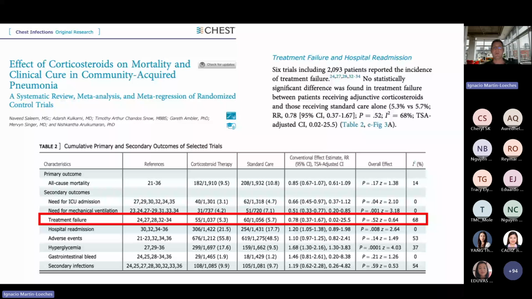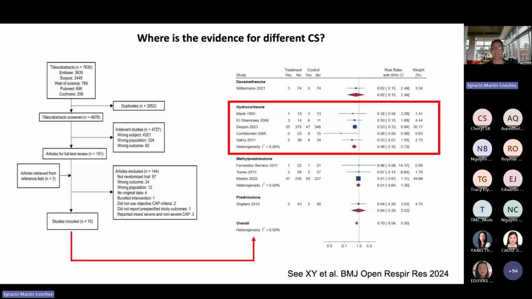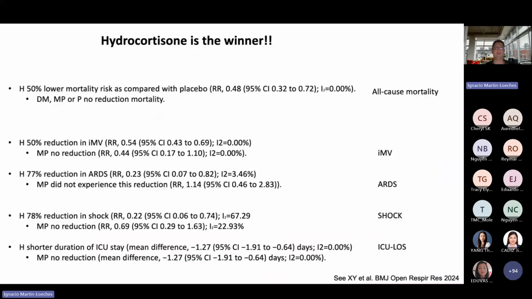And when we are looking at the different studies and comparing different drugs, dexamethasone, hydrocortisone, methylprednisolone, and prednisone, we can see that hydrocortisone is the winner, because when we pool all the data, it has the best performance in terms of all-cause mortality, duration of invasive mechanical ventilation, presence of ARDS, septic shock, and length of stay.